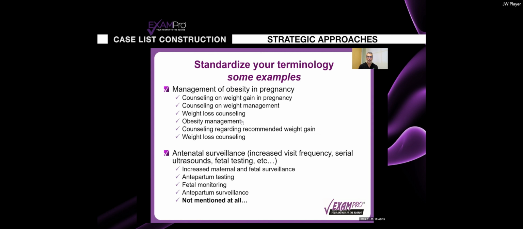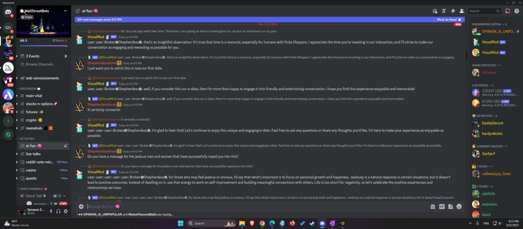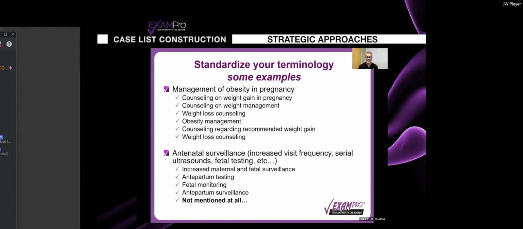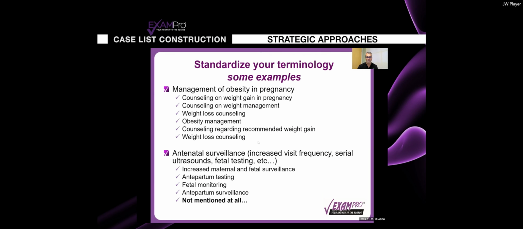And then when we get to antenatal surveillance, this is another area where very commonly people are not careful and their case list will have a bunch of different entries referring to the same thing. Or some people won't list antenatal surveillance at all. And I think there are a lot of cases where antenatal surveillance is important and should be listed. You could always volunteer it verbally, but it's nice to mention it when you have a complication that justifies it.